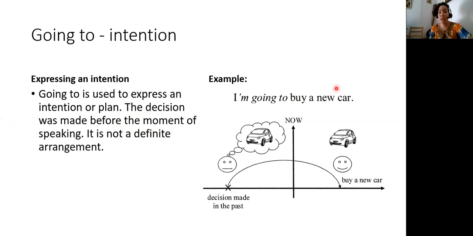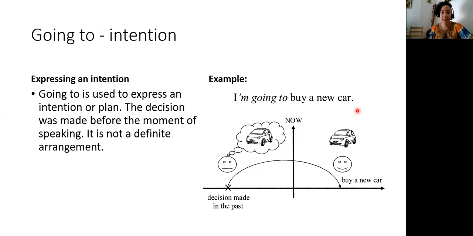For example, here, I'm going to buy a new car. Okay, this person made the decision in the past to buy a new car. Here he is thinking about it. Okay, now is the moment we are speaking in. And then in the future, he's buying the car. Okay, so he right now in this moment is expressing this idea. I'm going to buy a new car. It's not 100% sure that he will buy the car, but it's his plan, it's his idea, it's his intention.